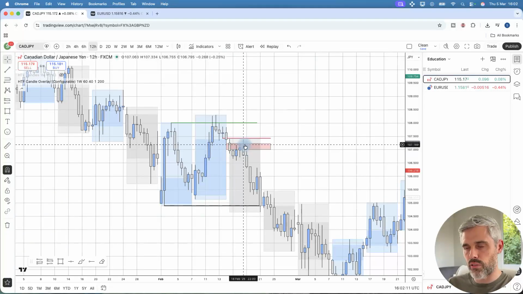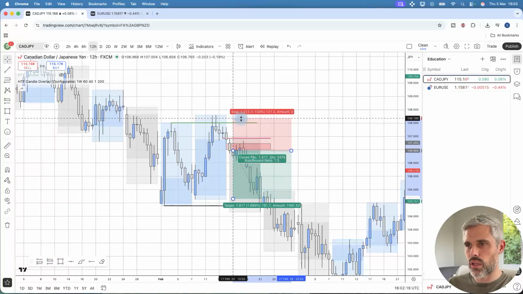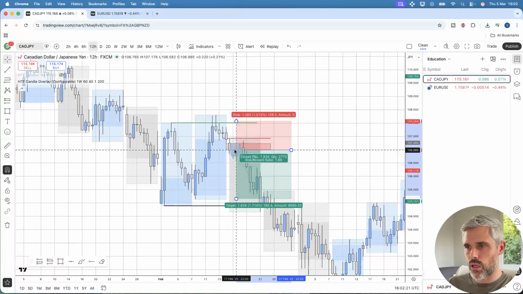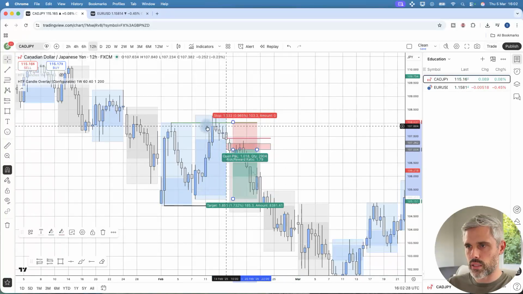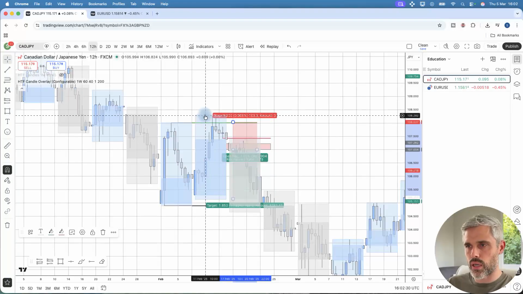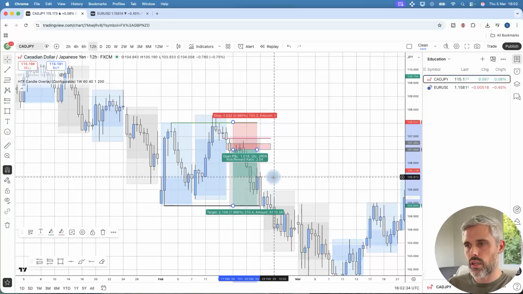So price tags the inefficiency, fills this internal range liquidity, and the only destination now is the low, the target for price, the low of the accumulation candle. So we can set our order there. We can cover the liquidation. Price has already done its job. It's already liquidated the high. Where do you set your take profit?